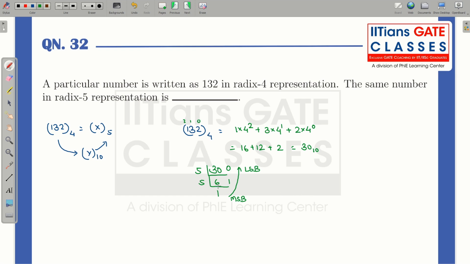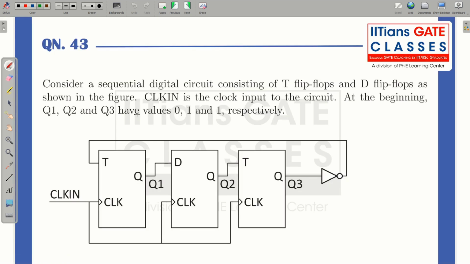So this 30 represented in base 5 will be 110. So now 132 base 4 is actually equal to 110 in base 5. So the answer here will be 110. So the next question is a very good question.